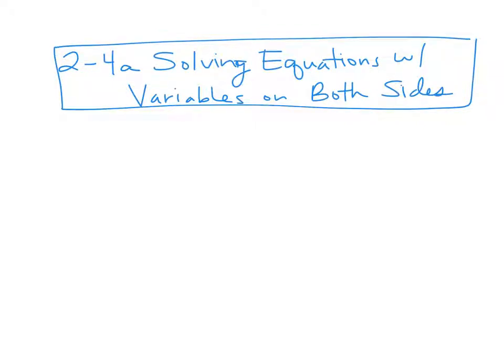All right, 2-4A. We are solving equations with variables on both sides. Okay, now here's the thing. This one looks a lot like yesterday, but the equal sign is in a different place. So you do a different process, okay? I don't want you mixing this up with what you did yesterday, okay? It's not just combining both sides or combining like terms on one side anymore.